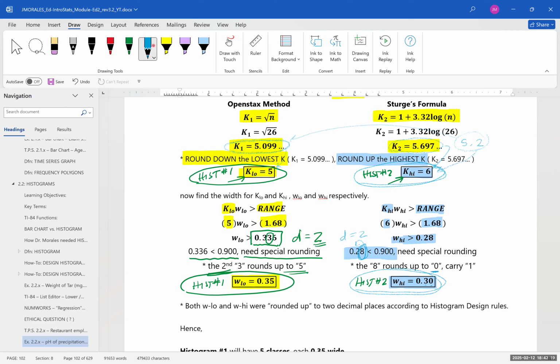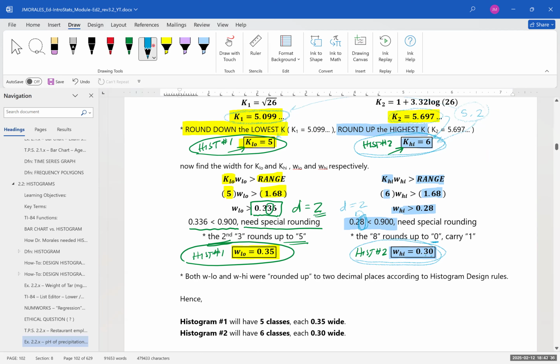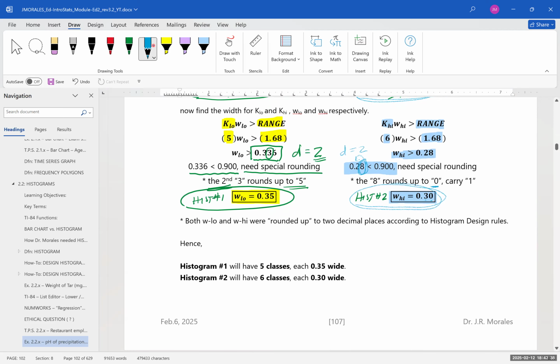All right, so this is something that I haven't shown yet in an example, how to round up the width based off of the width being less than 0.9. And this example shows you how to round up to 5 and how to round up to 10. Okay, so I kind of summarized here. Histogram 1 is going to have 5 classes, each that are 0.35 wide. And histogram 2 will have 6 classes, each that is 0.3 wide.